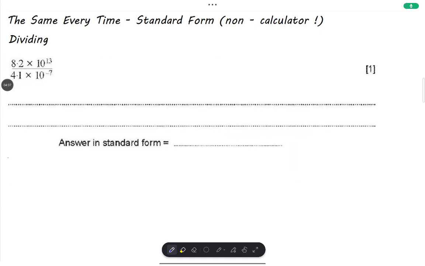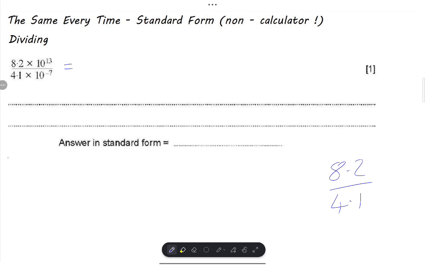So again, another exam question, same kind of idea. Maybe you could pause the video and maybe you could have a go at this one. I'll try it myself, then restart the video and we'll compare answers. So the first thing to do is to divide the numbers. So 8.2 divided by 4.1? Well, you can hopefully realize that 8.2 is 2 times 4.1.